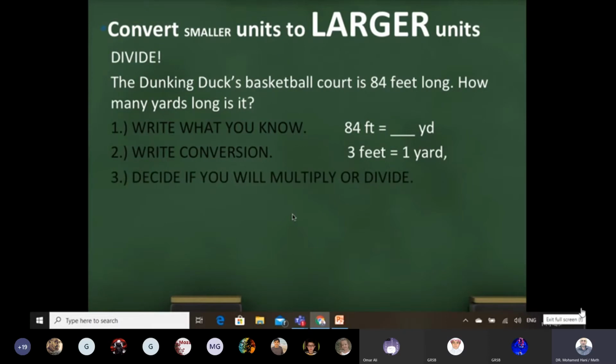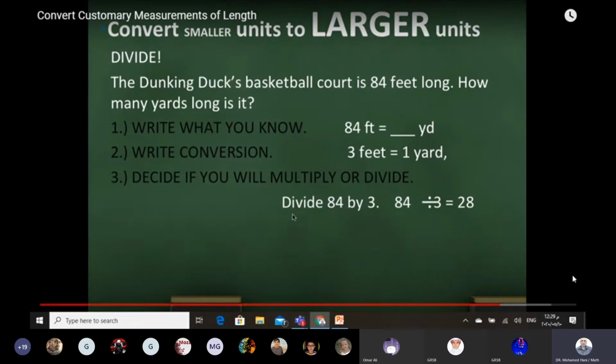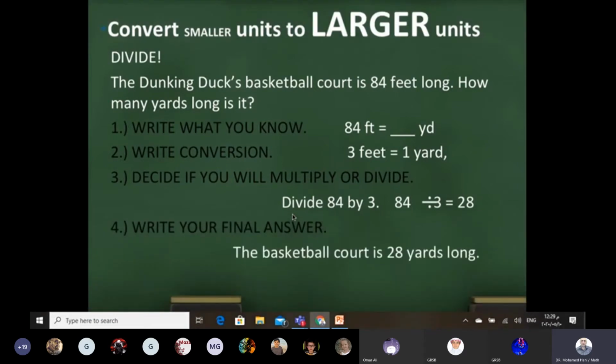Step 3. Decide if you will multiply or divide. Since we're going from feet to yards, that's something small to large, fly to horse, divide, of course. We will divide 84 by 3. 84 divided by 3 is 28. Step 4, write your final answer. The basketball court is 28 yards long.